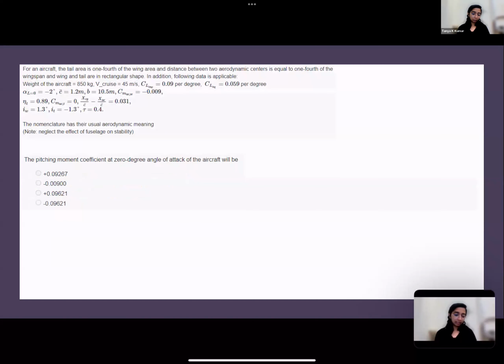First question is, the pitching moment coefficient at 0-degree angle of attack of the aircraft will be... So the pitching moment coefficient will come from both wing and tail. Try doing this. Take a moment. It will be the sum of both the quantities, of the wing and the tail. Pitching moment coefficient at 0-degree angle of attack is Cm naught, and Cm naught will be Cm naught wing plus Cm naught tail. So first find out wing, then find out tail.